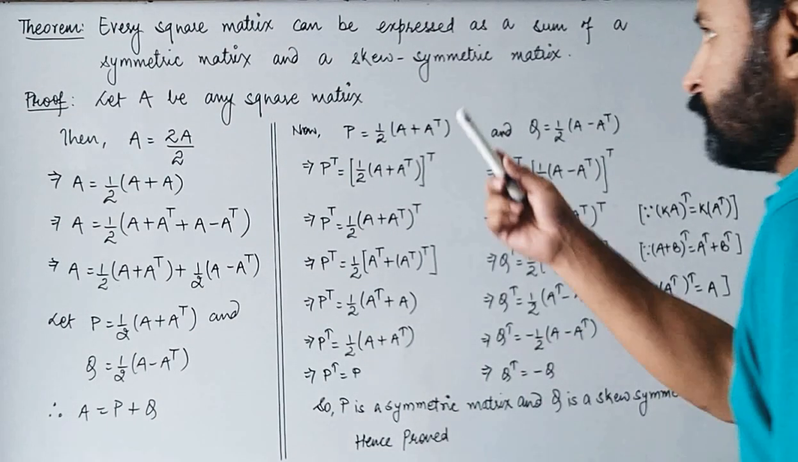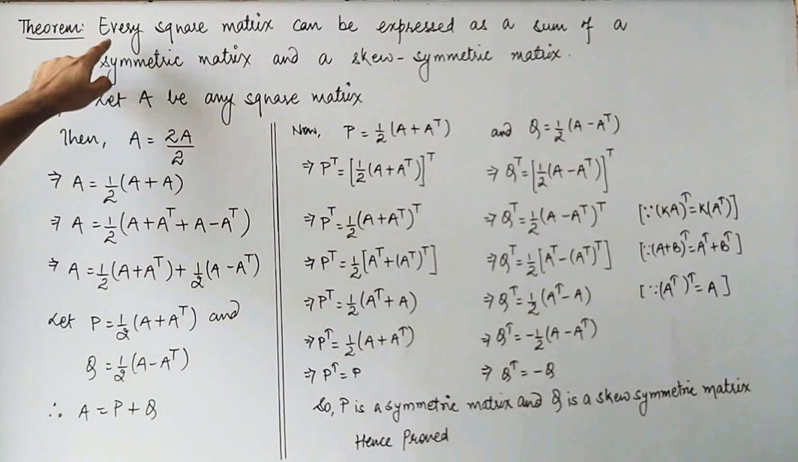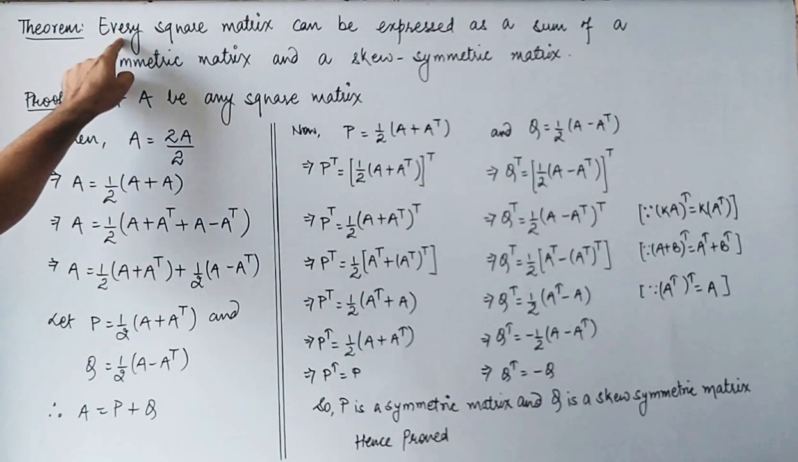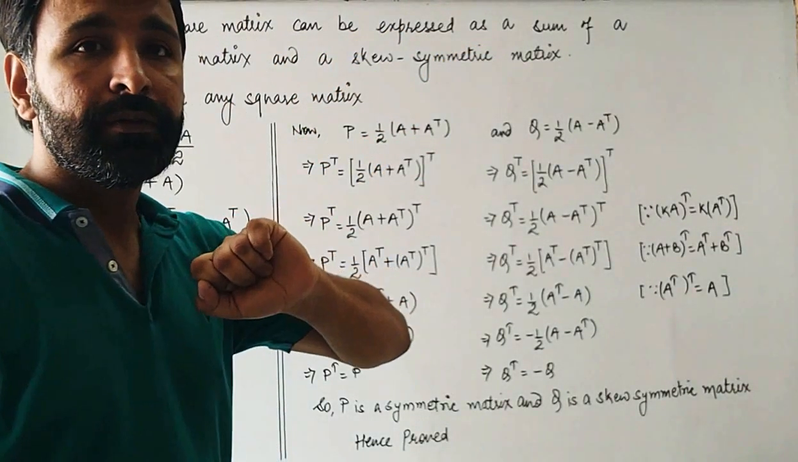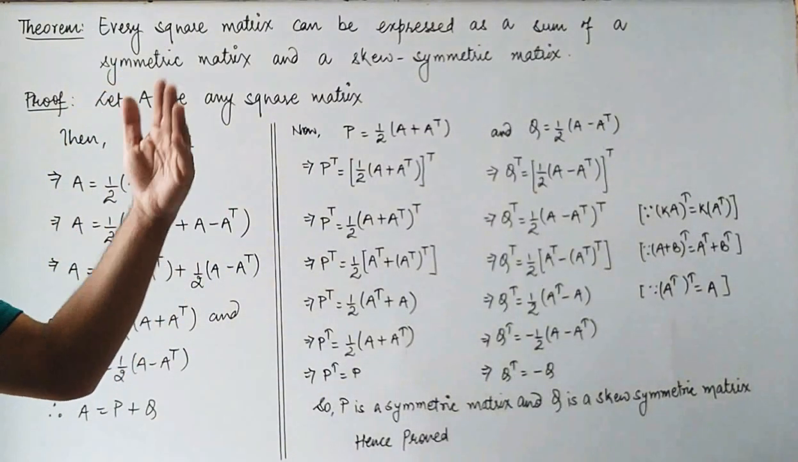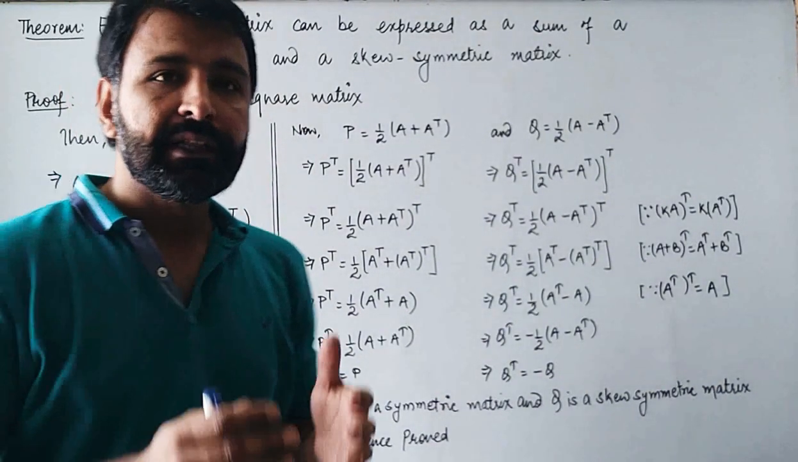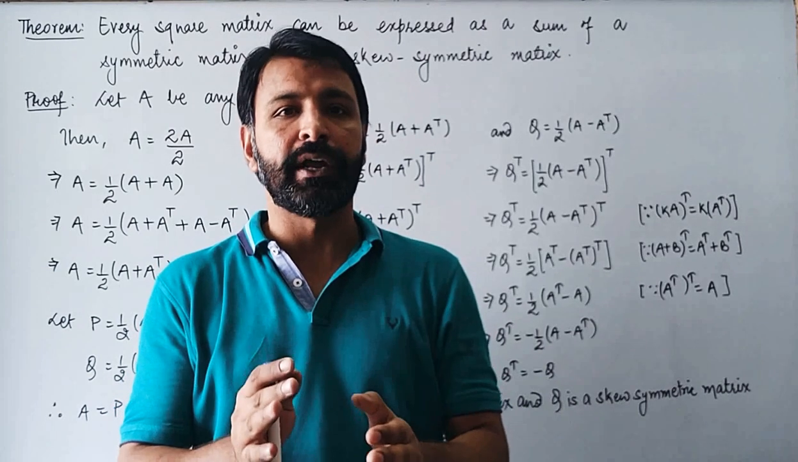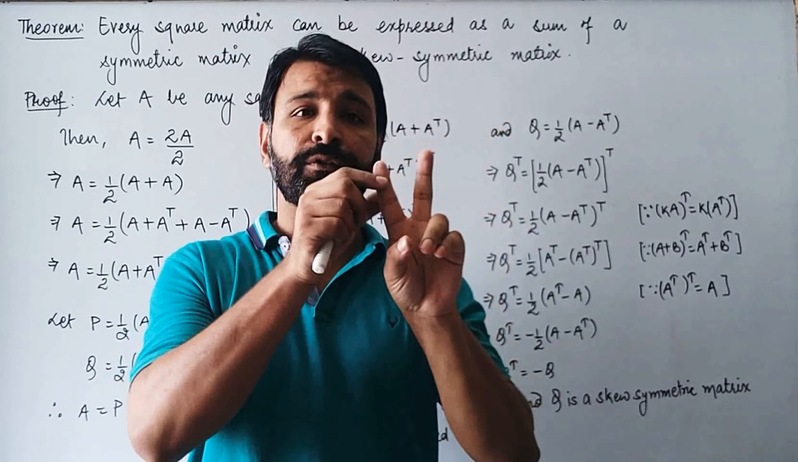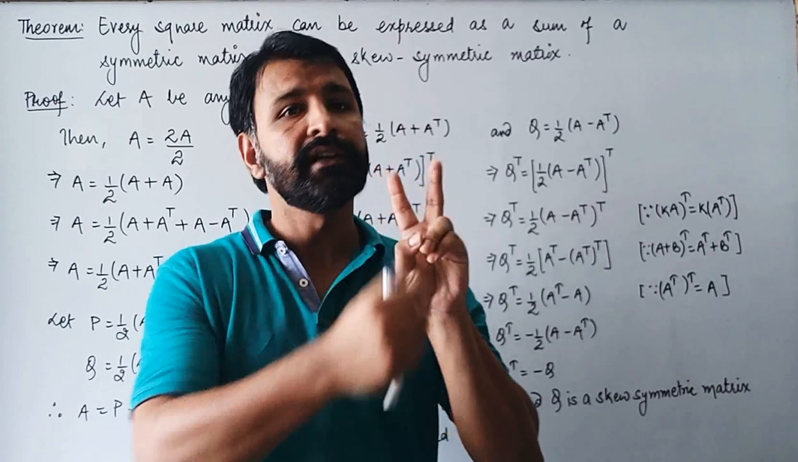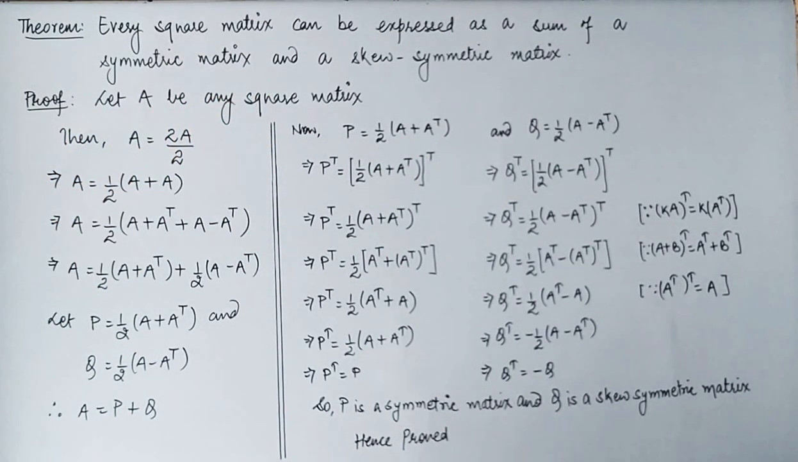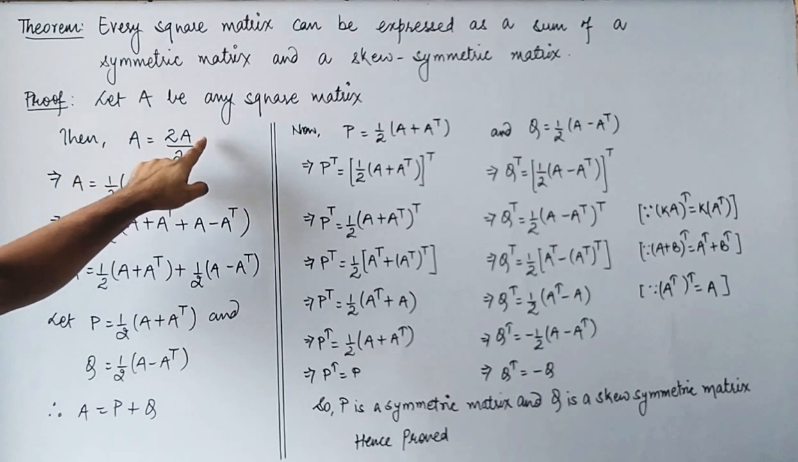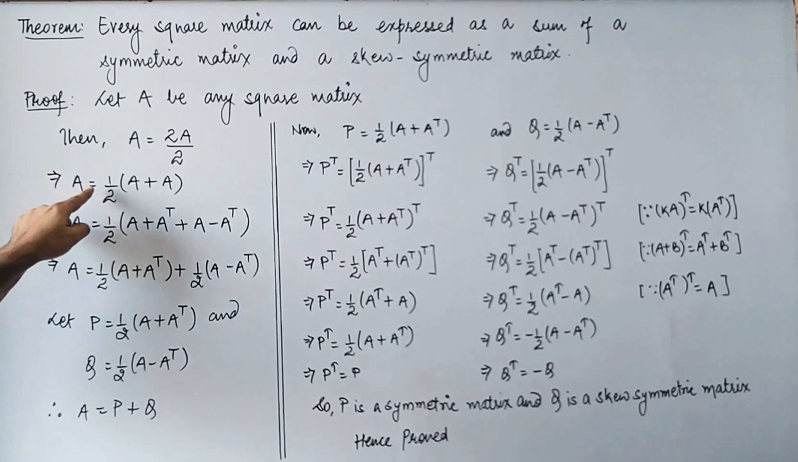Now we'll look at a theorem. This theorem says every square matrix can be expressed as a sum of a symmetric matrix and a skew symmetric matrix. It means that we can express every square matrix as a sum of two matrices. Out of this, one is a symmetric matrix and the other one is a skew symmetric matrix. Now the proof is, let A be any square matrix. Then we can write A as 2 times A upon 2. This is A equal to, this is half.